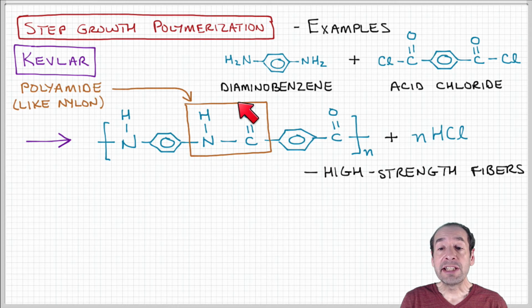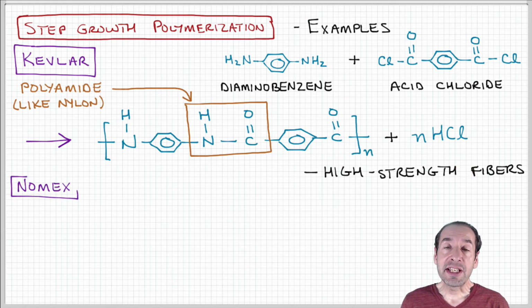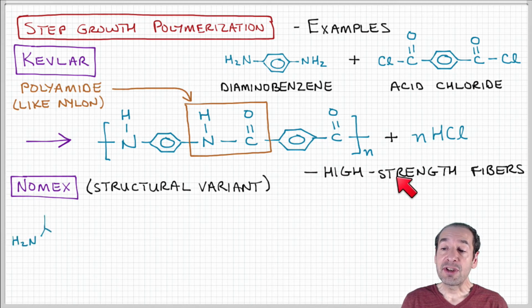Now, the linker between these two monomers in the repeat unit is an amide group. So these are examples of polyamides, just like nylon. They contain the same linker group that joins the two monomer units together. HCl is the condensation product for this reaction, and we said that this is used to make high-strength fibers. It's a very rigid molecular structure.